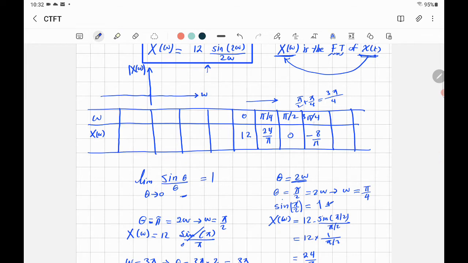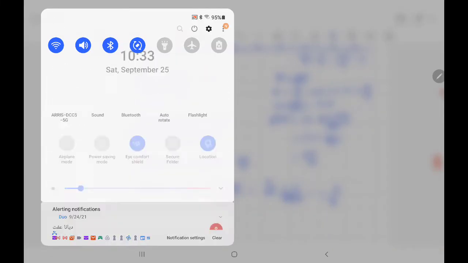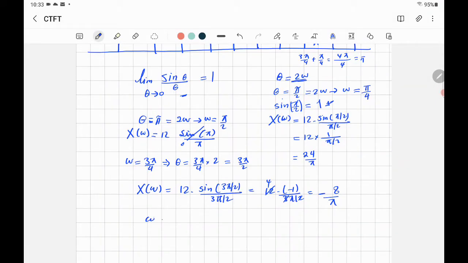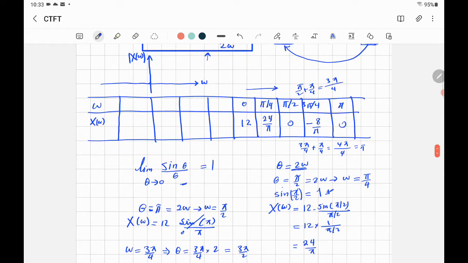If you move another pi over 4, you add it to 3 pi over 4, so you get 4 pi over 4 equal to pi. All right, so you are here at pi. If omega is equal to pi, what is the value of theta? Theta is equal to 2 times omega, which is 2 pi. What's sine 2 pi? Sine 2 pi is equal to 0. So you'll go back again, you have 0. And you can continue to do the same process I did.